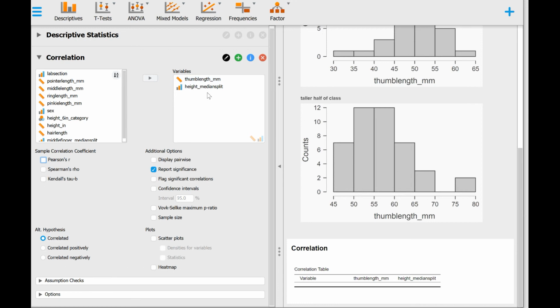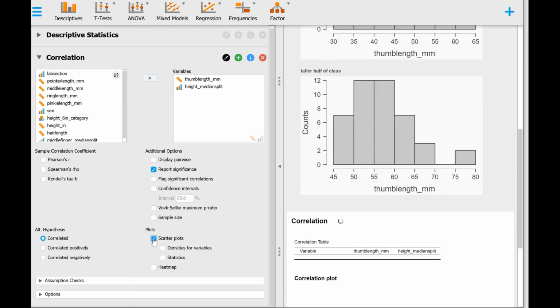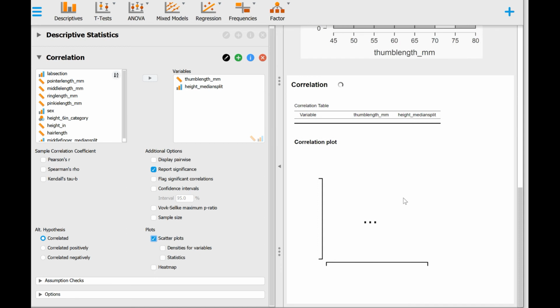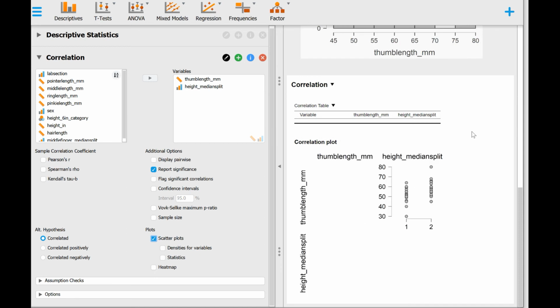What we want to look at here is both of these as a plot. So on the right hand side, there's the plots menu. Click scatter plots. It takes a moment, but then you should see, it looks a little funky, but here is our scatter plot.